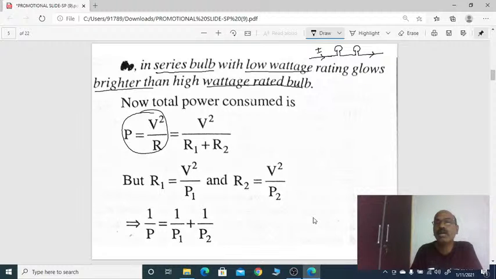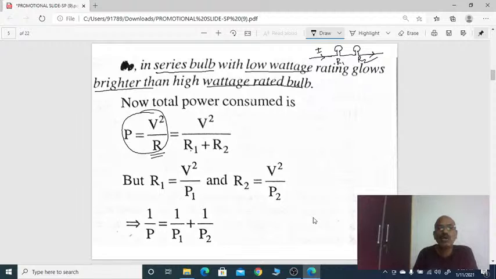Here the two bulbs are connected in series. First bulb resistance R1, second bulb resistance R2. Series means the equivalent resistance will be R1 plus R2. Both bulbs are connected in series, so the effective resistance will be R1 plus R2.